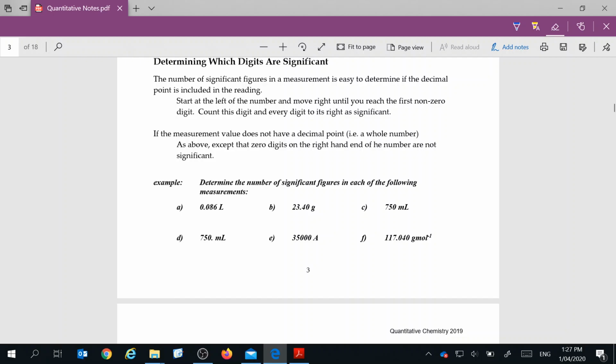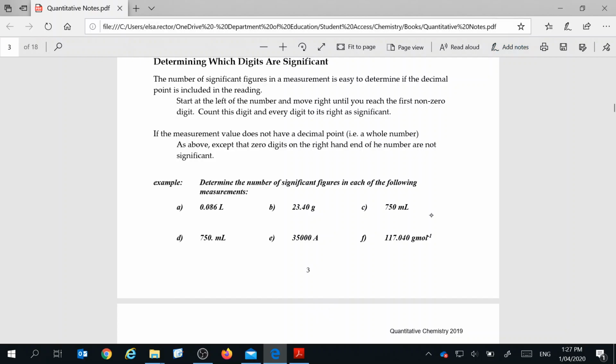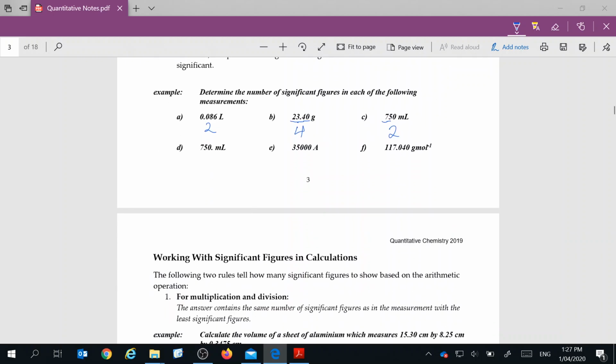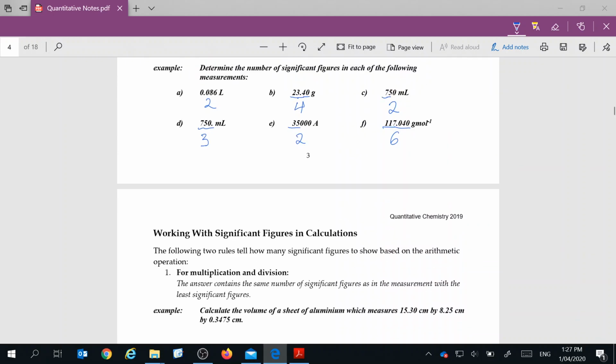Alright, so how many significant figures in each of the following? So first non-zero number is the 8. After that, there's just one number. So 2 sig figs. Next one, first non-zero is the 2. So 1, 2, 3, 4. Because 0 counts if there's a decimal point. First non-zero is the 7. 1, 2. 0 doesn't count because there's no decimal place. For this one, 1, 2, 3. We count the 0 because there is a decimal place. Sig figs here, just 2, don't count the zeros because there's no decimal place. Here we do have a decimal place, so we count zeros on the end, so 1, 2, 3, 4, 5, 6 sig figs. I'm going fairly fast because this is just a recap.